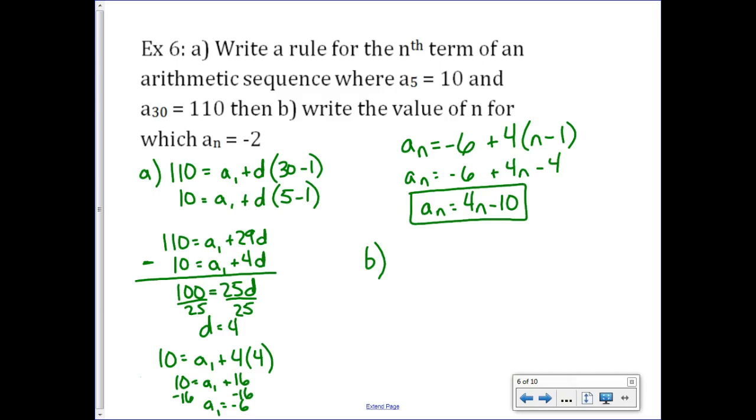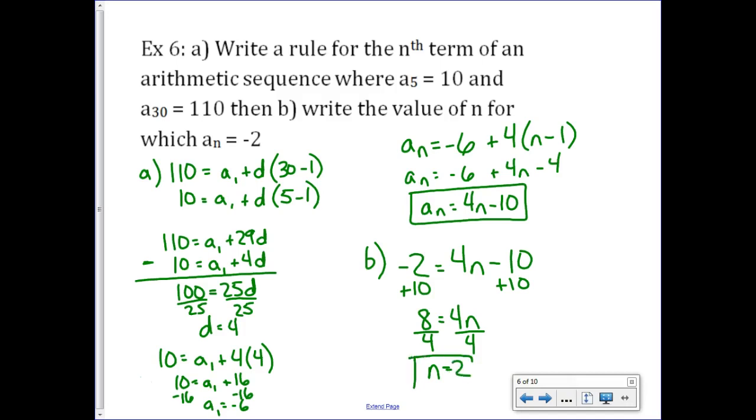So for part B, write the value of n for which a sub n equals negative 2. So I just want to know when my answer is negative 2. So I'm just going to use this rule, 4n minus 10. When does that happen? So add 10 to both sides, and I get 8 equals 4n, divide by 4. So n equals 2. So when I'm at the second term, I will get negative 2 out using that rule.